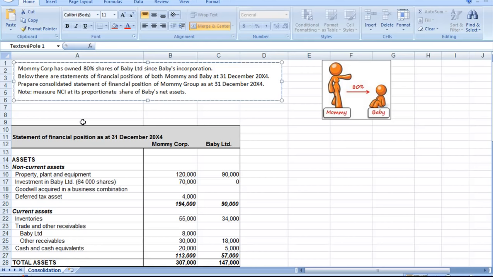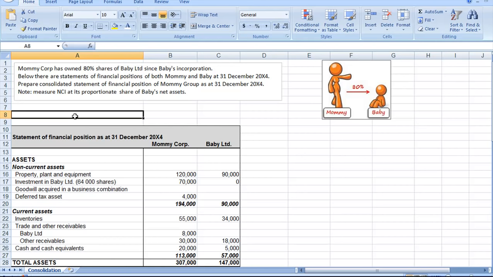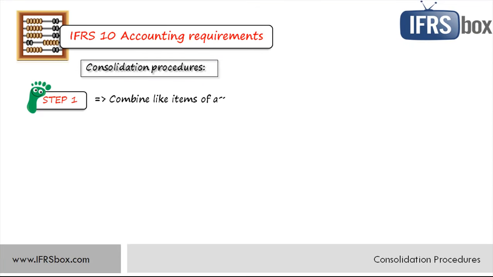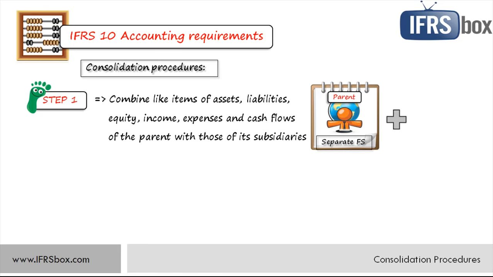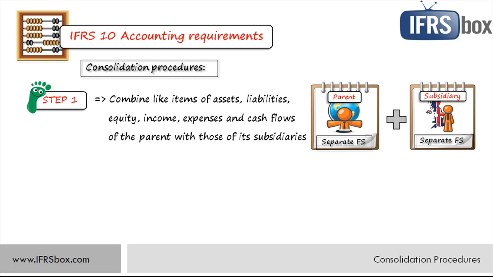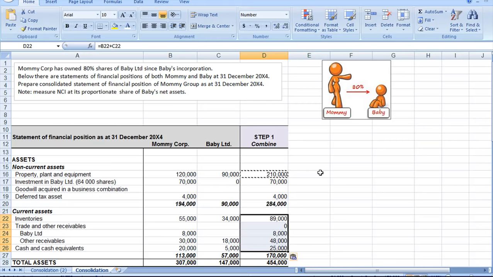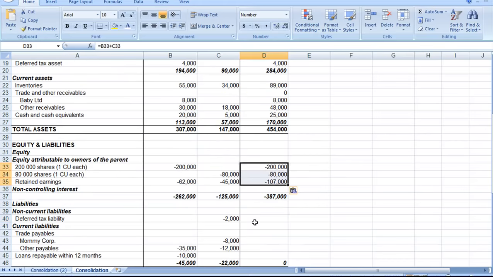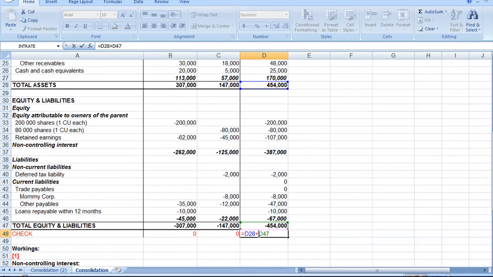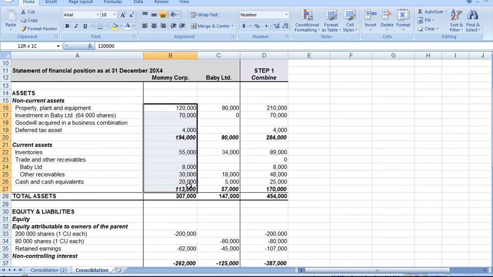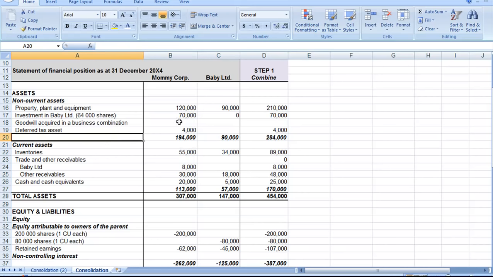This one is a very, very basic example, and we will solve it in a very straight and clear way. Well, we'll do it step by step, exactly as described in the standard IFRS 10 Consolidated Financial Statements. The first step is to combine like items of assets, liabilities, equity, income, expenses, and cash flows of the parent with those of its subsidiaries. Okay, so let's do it. Here it's obvious that both balance sheets, or statements of financial position, have the same format, the same line items, so it's very easy to add everything up line by line. In reality, a parent can use a format of the statement of financial position different from its subsidiary's, and this is exactly one of the reasons why subsidiaries prepare consolidation packages at the reporting dates.